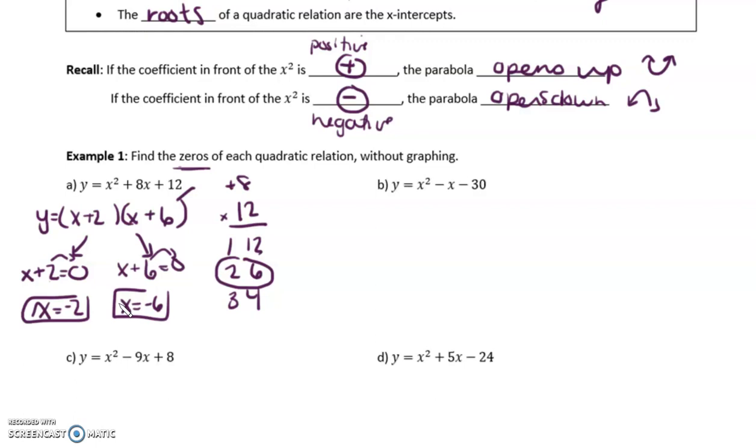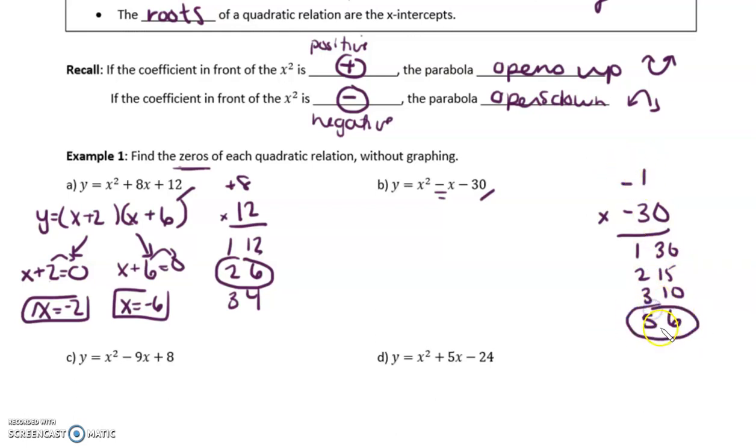Okay, same idea for b. We're going to find all the factors of negative 30 and see which ones add or subtract to negative 1, which is that middle term. So I ignore the negative for now. Let's go 1 and 30, 2 and 15, 3 and 10, 5 and 6. Which ones have a difference of 1? Well, 5 and 6, those are just one number apart. So in my head, I'm thinking, which one do I have to put the negative sign on in order for it to add to a negative number? Well, the bigger one.